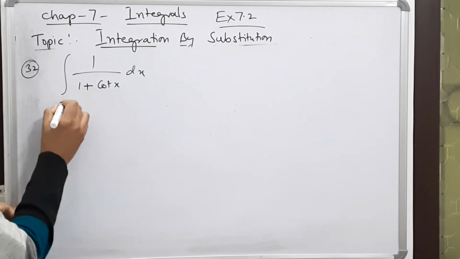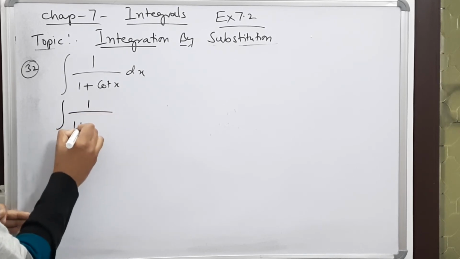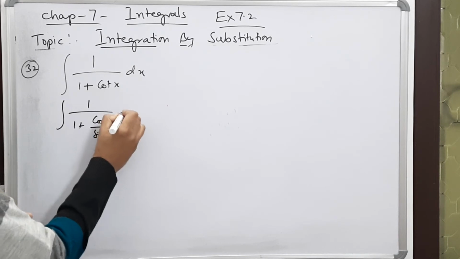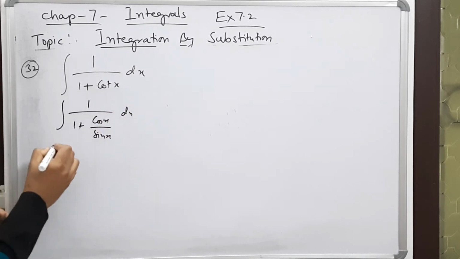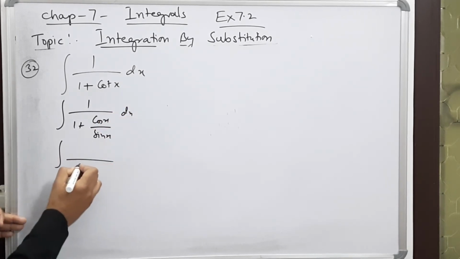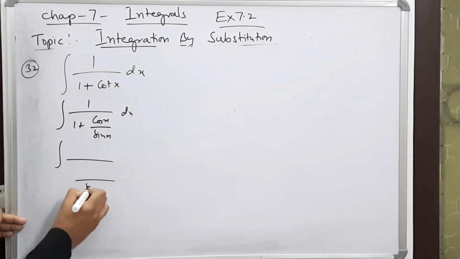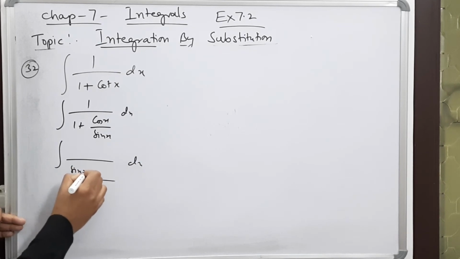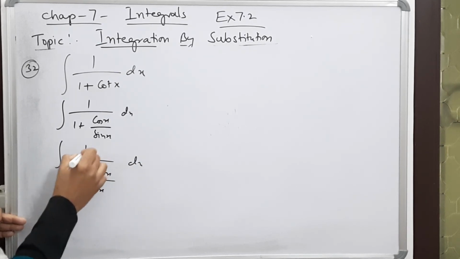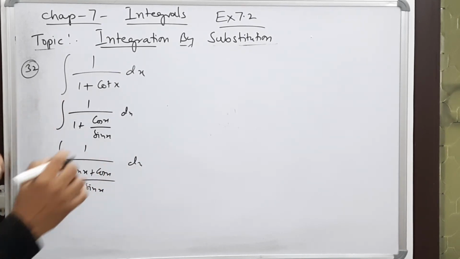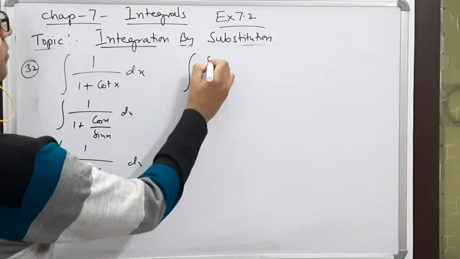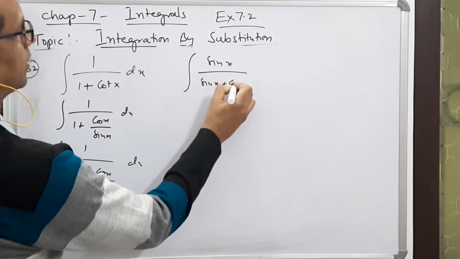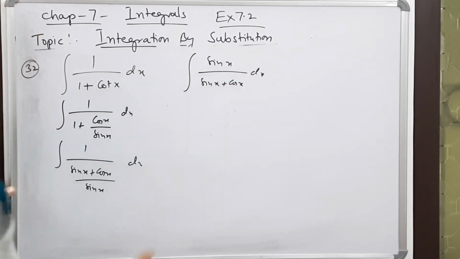The first step is to convert this into sine cos. So cos x upon sin x. That is the first part. The next part is the LCM in the denominator is sin x. So here it is sin x plus cos x and 1. In the next step, you make the reciprocal of this. So sin x upon sin x plus cos x dx.